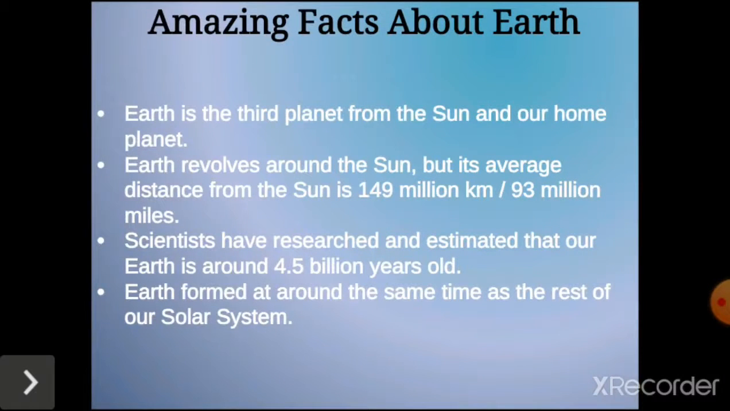Amazing facts about Earth. Earth is the third planet from the Sun and our home planet. Earth revolves around the Sun, but its average distance from the Sun is 149 million km, or 93 million miles. Scientists have researched and estimated that our Earth is around 4.5 billion years old. Earth formed at around the same time as the rest of our solar system.